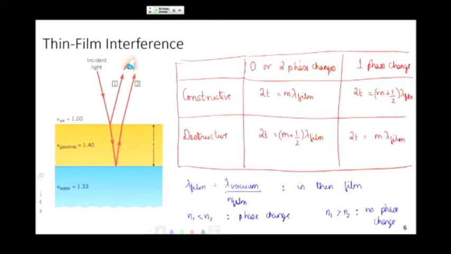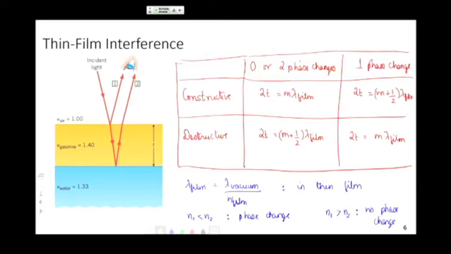Okay, so it's back to this constructive, and they'll interfere destructively if the path length difference is a half integer times the wavelength. However, if only one of them is changing phase, then they are half a wavelength out of step. So to interfere constructively, you have to add a half wavelength to the path length difference.